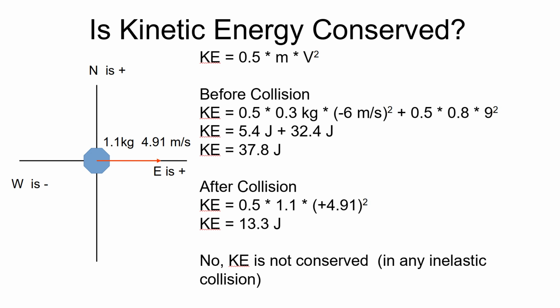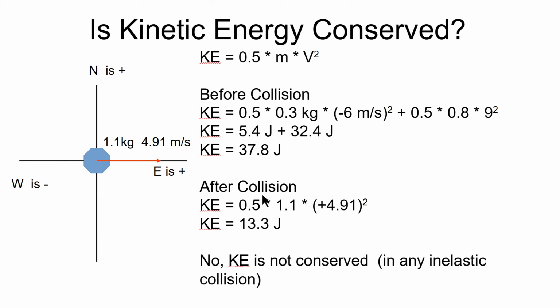What about kinetic energy? Is the kinetic energy conserved? 1/2 mv squared for the kinetic energy calculation. Make sure you remember to square your velocity. We have two objects before the collision. The 1/2, the mass, minus 6 squared. That produces 5.4 joules for the result of the calculation. For the second object, it's more massive and it has a bigger magnitude of the velocity. So we end up with more kinetic energy from that object, 32.4 joules. Our system has a kinetic energy before the collision of 37.8 joules.